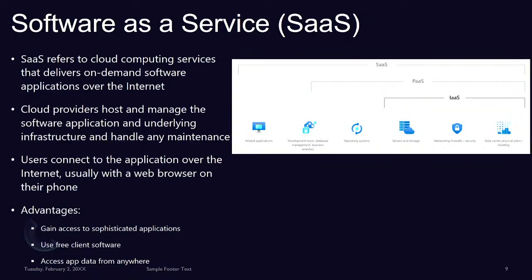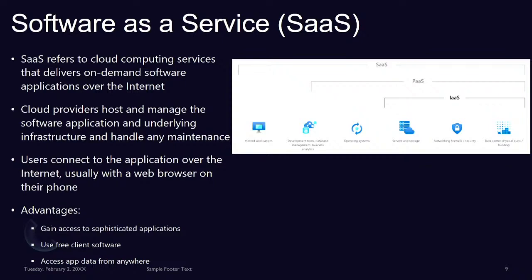The third type of cloud computing service is called software as a service. SaaS refers to cloud computing services that deliver on-demand software applications over the internet. Here you need not worry about the tools either. The entire software will be delivered to you as an application over the internet. Cloud providers host and manage the software applications and underlying infrastructure and handle any maintenance.